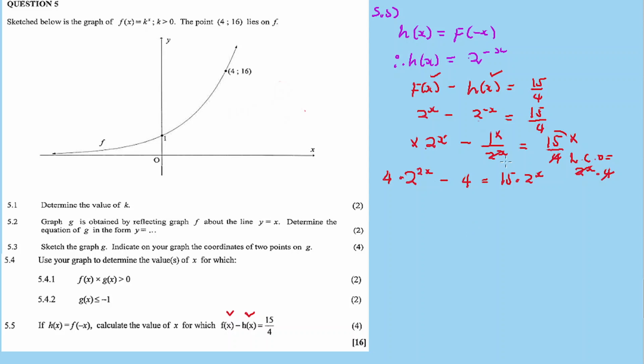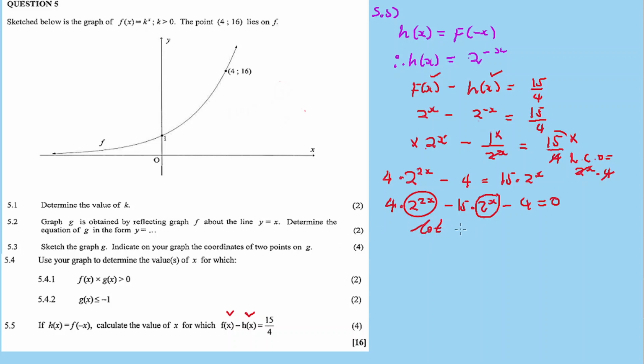Okay, but this thing is a quadratic equation in disguise. Why do I say that? Let's move everything to the left hand side. So we have 2 raised to exponent 2x minus 15 times 2 raised to exponent x minus 4 equal to 0. This 2 raised to exponent 2x is like x squared, and this 2 raised to exponent x is like x. So we have a trinomial.